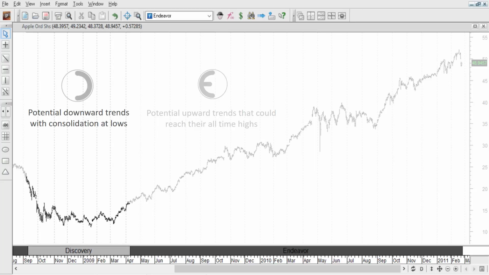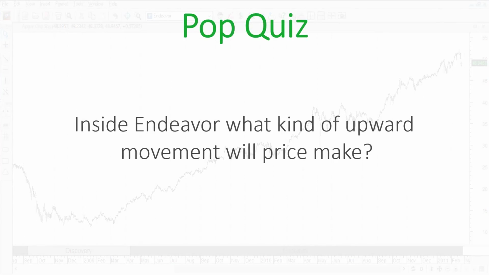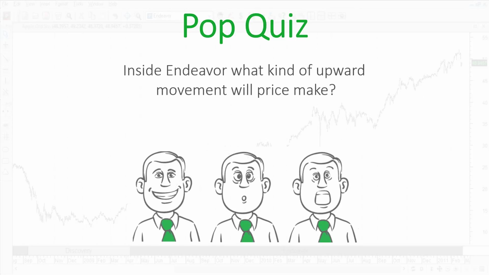When price is in the Discovery category, you can expect potential downward trends with consolidation at lows. And when price is in the Endeavor category, you can expect potential upward trends that could reach their all-time highs. Okay, by now I think you have a pretty good grasp on the categories. So here's a pop quiz. Inside Endeavor, what kind of upward movement will price make? Time's up. Turns out there's more than one answer. So it's kind of a trick question.